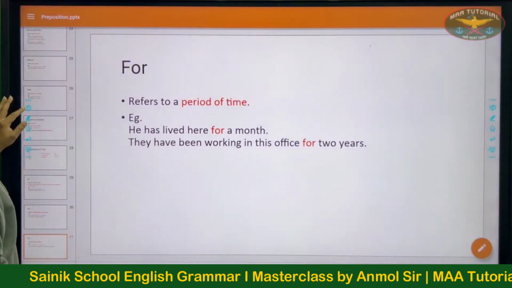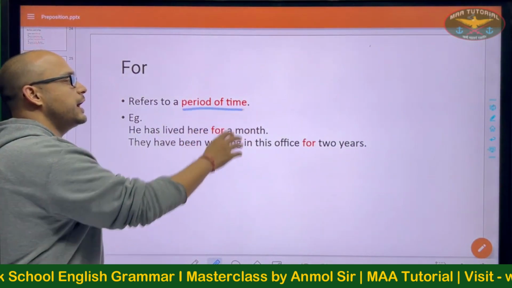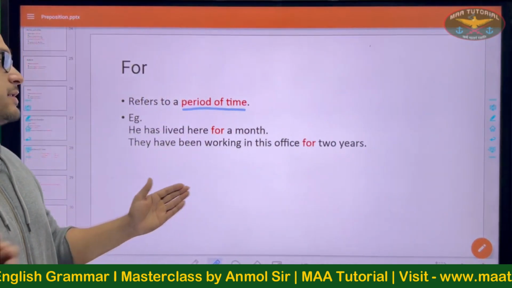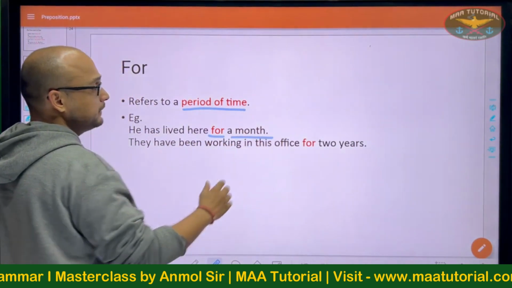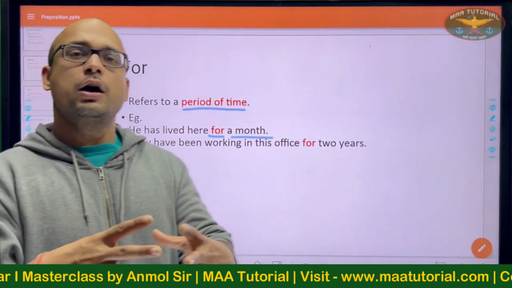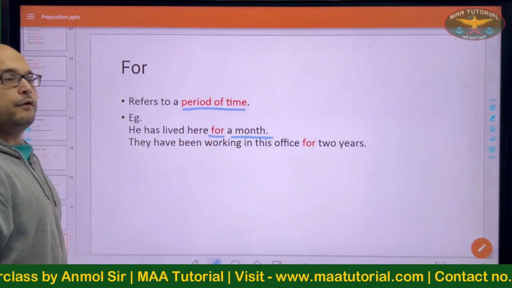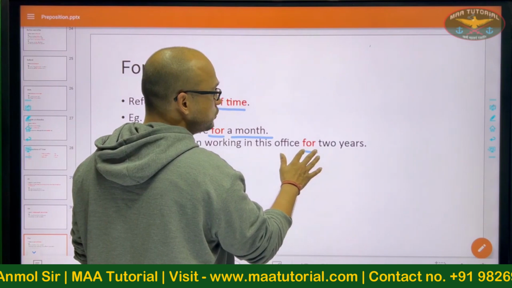Then we move on to for. Now for refers to a period of time, not just a point of time. Now it's talking about a period of time, for some length of time. He has lived here for a month. So a month is a period of time. It's an elongated period of time, not just a point of time. So for a month. They have been working in this office for 2 years.